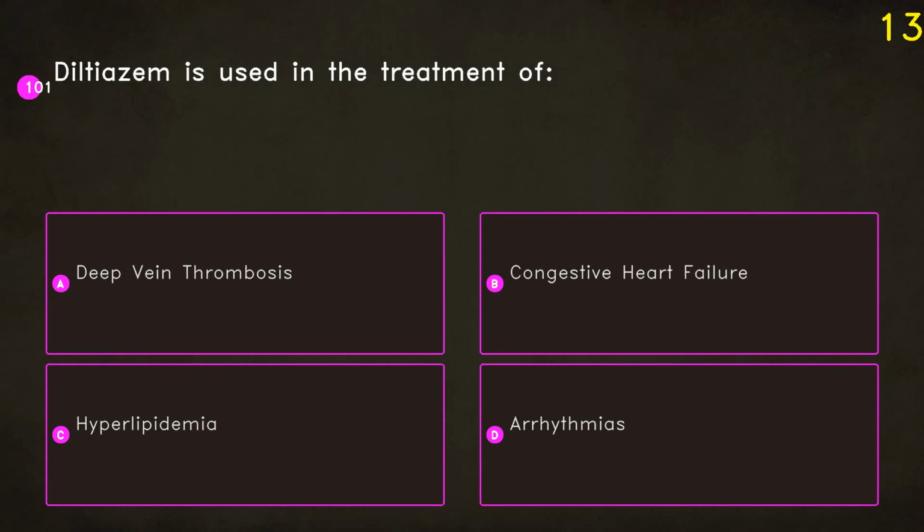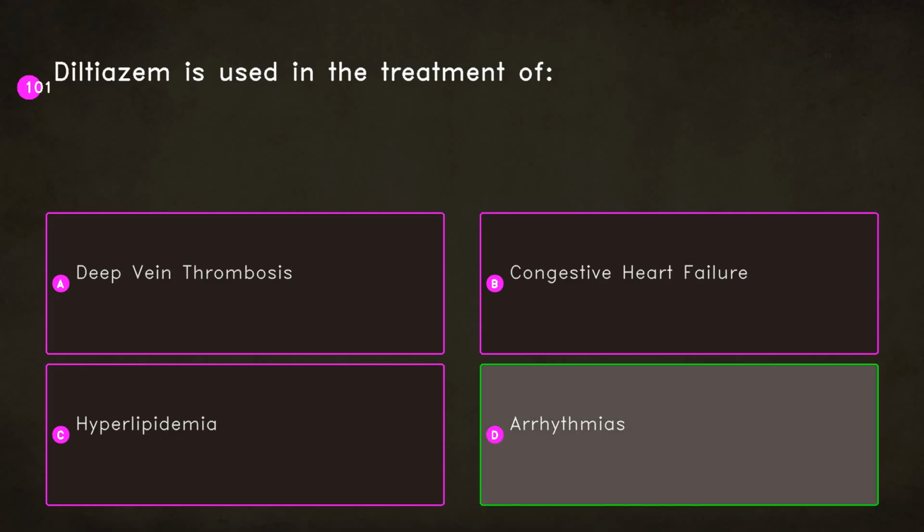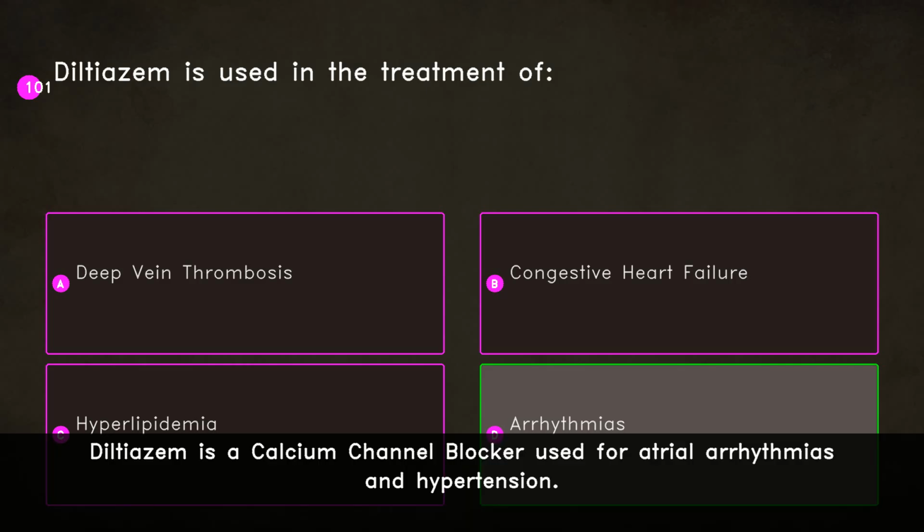Question 101. Diltiazem is used in the treatment of A. Deep vein thrombosis, B. Congestive heart failure, C. Hyperlipidemia, D. Arrhythmias. The correct answer is arrhythmias. Diltiazem is a calcium channel blocker used for atrial arrhythmias and hypertension.